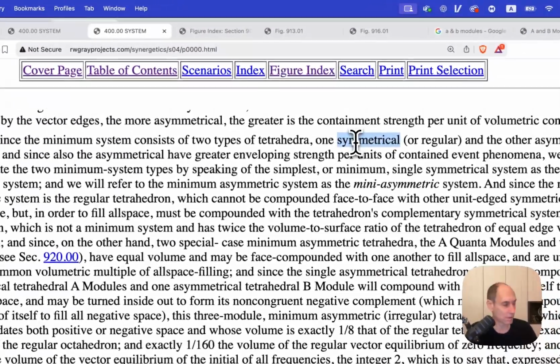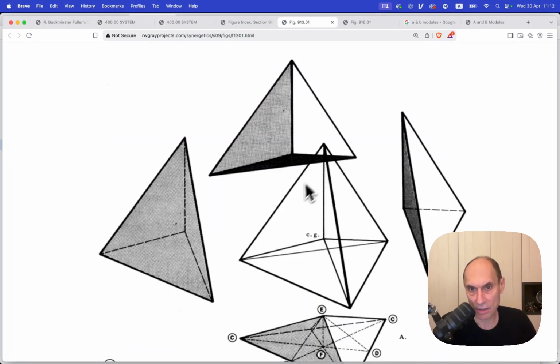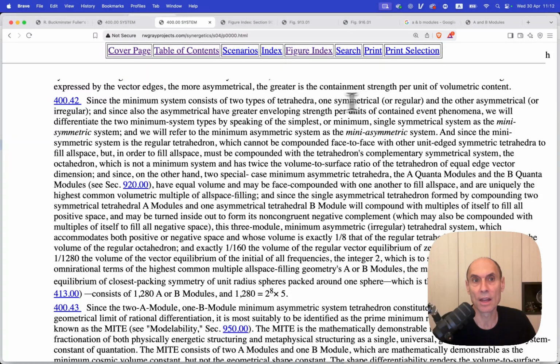So the symmetrical is the one that rises very evenly to its top, as you can see here in this drawing. The tetrahedron itself is symmetrical. All of the foci, all of the vertices radiate evenly from the center, but then there are other types that are asymmetrical, and that is the theme of this paragraph. And since also the asymmetrical have greater enveloping strength per units of contained event phenomena, so the asymmetrical states have greater strength per unit because there's longer edges compared to the volume inside as opposed to the symmetrical one.